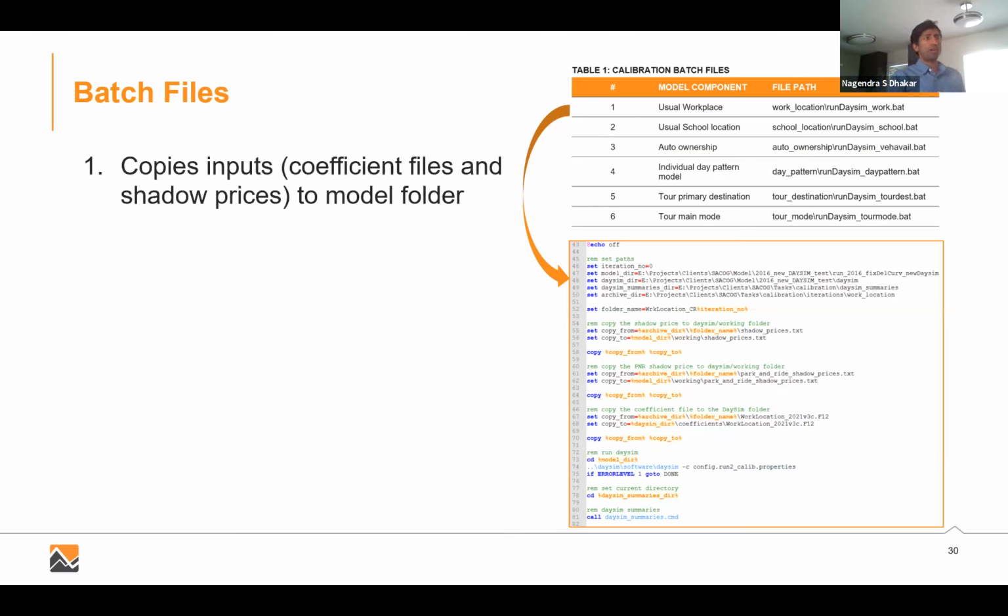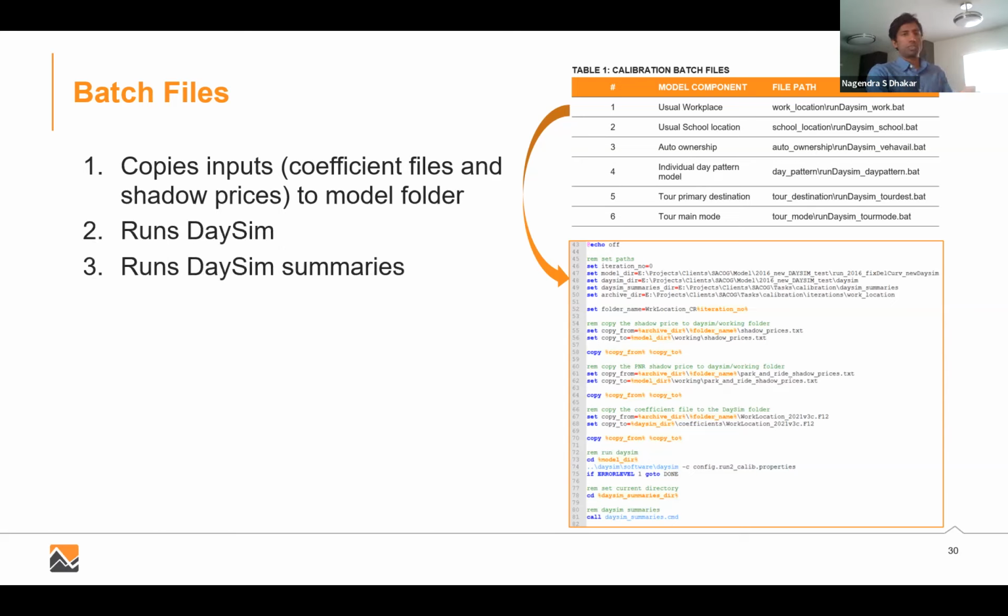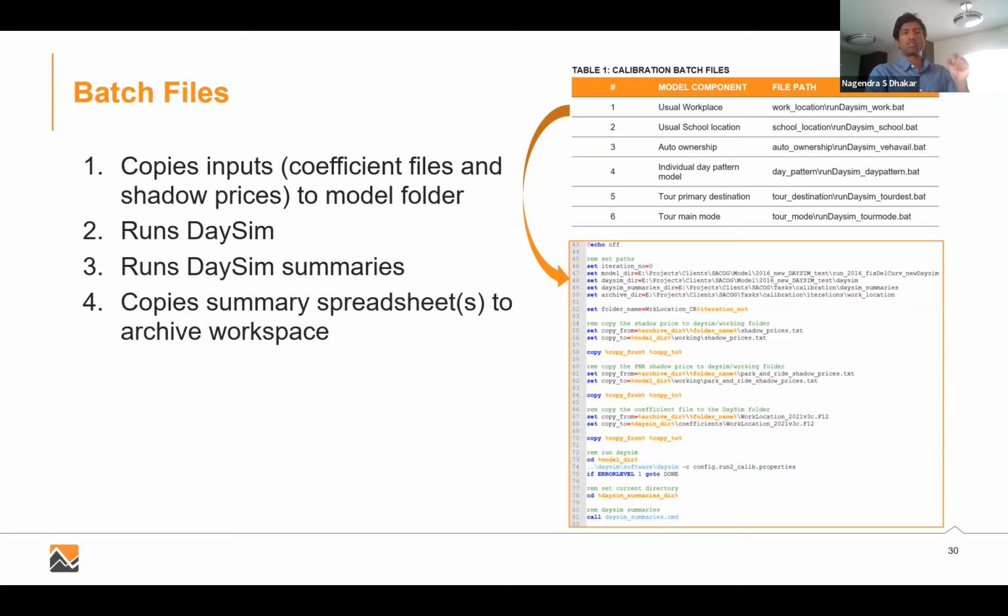And the typical steps of these batch files include what it does. First, it copies different inputs from the current iteration folder to the model folder where you are running DaySim. And then DaySim is run. Once DaySim is finished, using those DaySim outputs, DaySim summaries are run. Next, the output from the DaySim summaries, which are in spreadsheet format, is copied from the DaySim summaries output folder to the archive space that we have created for that particular iteration.